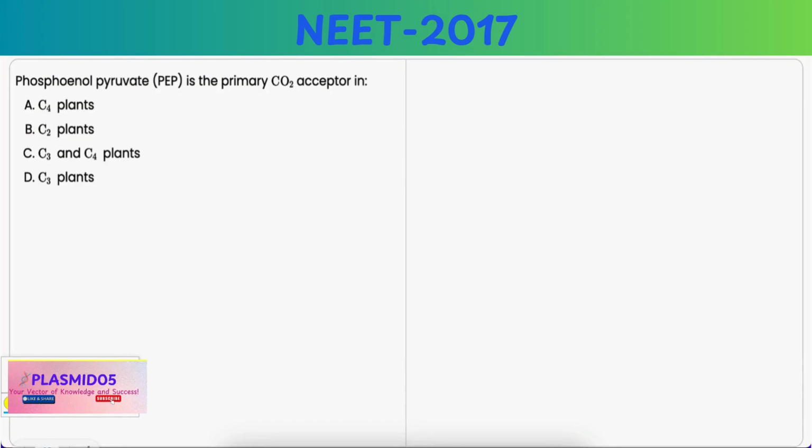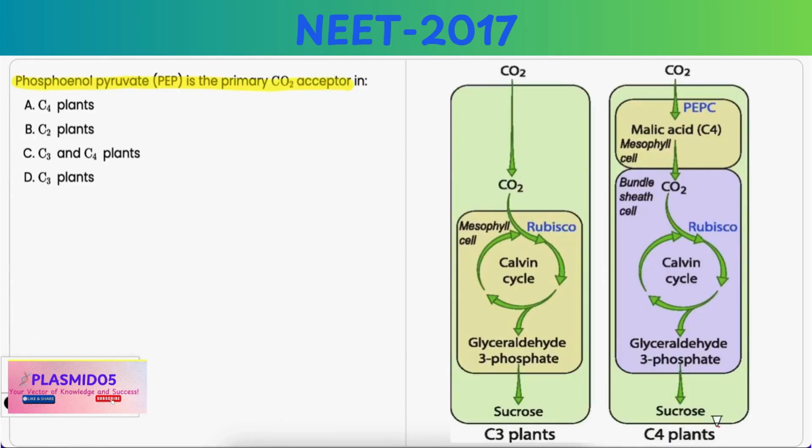Now, phosphoenol pyruvate, that is PEP, is the primary carbon dioxide acceptor in option A, C4 plants. In C4 plants, PEP is the primary acceptor of carbon dioxide, and this occurs in the mesophyll cells where PEP combines with carbon dioxide in a reaction which is catalyzed by PEP carboxylase, forming oxaloacetic acid, that is OAA. And this mechanism is efficient and it also minimizes photorespiration. Hence, it is the correct option.